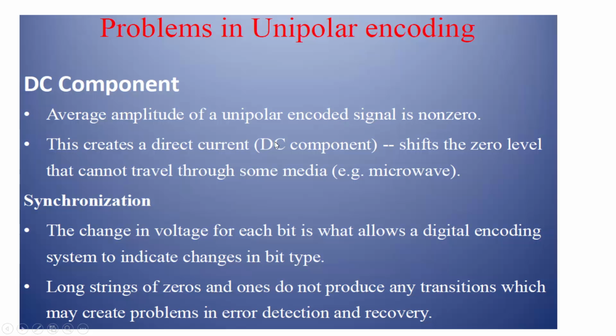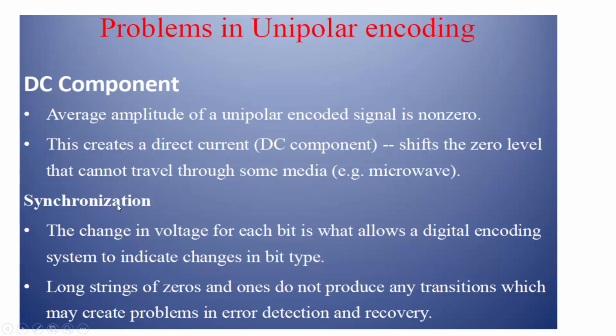This creates a direct current, or DC component, which shifts the zero level and cannot travel through some media. So the problem is that we have to transmit the digital bit stream maybe through various types of channels. It can be a wired channel, a microwave channel, or a fiber optic channel. In some media, it is difficult for this DC component to be sent or to travel through certain types of media.